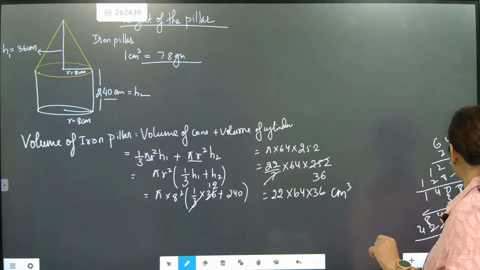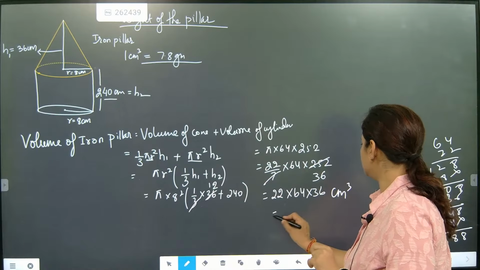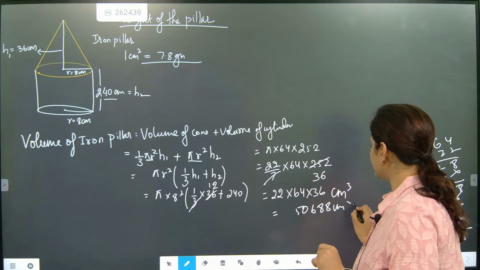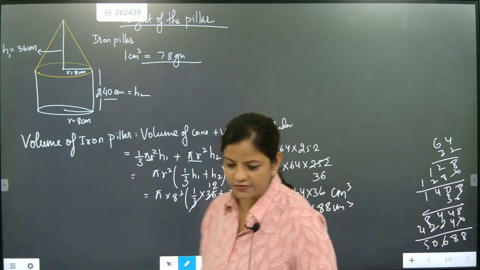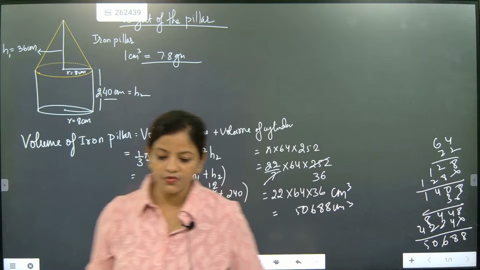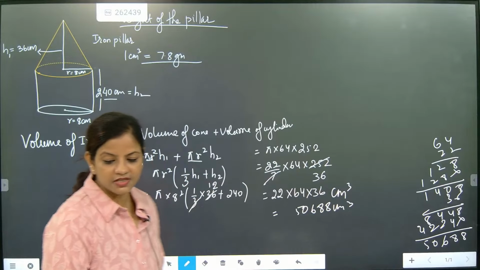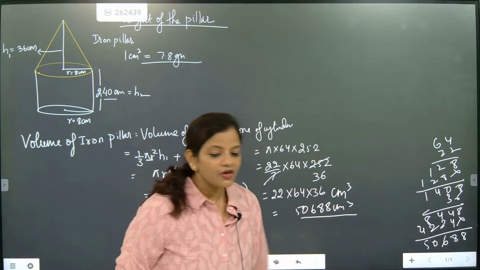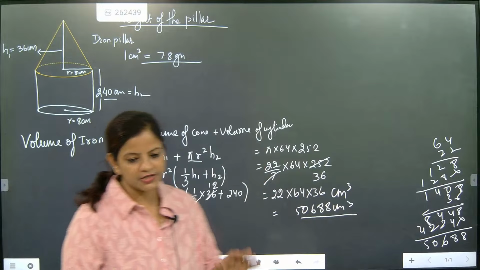So 64, 22, 8, 12, 8, 12, 1, 8, 0, 4, 1, 36, 6, 8, 48, 6, 4, 24, 8, 3, 24, 12. It is coming as 50688 cubic centimeter. It is coming, and with this we have to multiply 50688. Very good, Kavya. Without calculator. So nice. 50688 cubic centimeter is the volume.